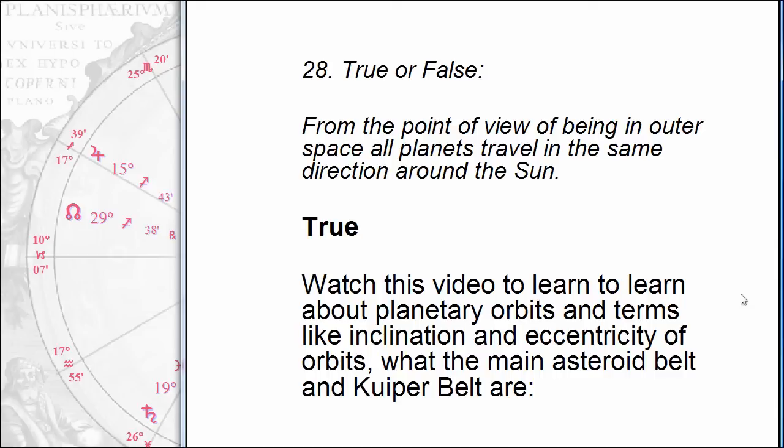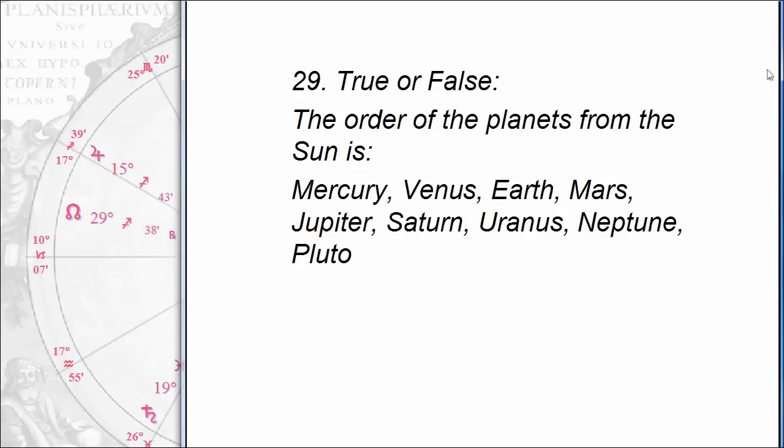And if that's not obvious to you, or if you want to learn some additional things about planetary orbits, I have a link to another tutorial video that explains terms like the inclination of the orbit, the eccentricity of the orbit, things like what the main asteroid belt and the Kuiper belt are, and other details about planetary motion in our solar system.